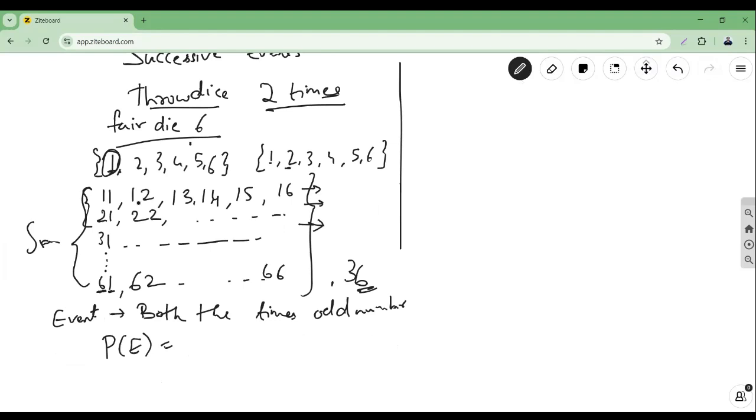That means 1, 1, 1, 3, 1, 5. Right? In the second row, it will not at all be there. 3, 1, 3, 3, 3, 5. Right? Then 5, 1, 5, 3, 5, 5. So totally I got 9 outcomes where both the times I'm getting an odd number. 9 over 36, that'll be 1/4 when I reduce it. So this is how we find the probability of successive events. Now, we could do that successive event in one more way as well.